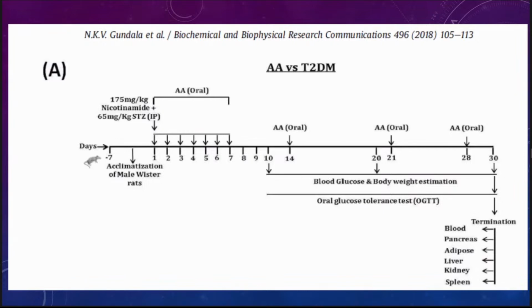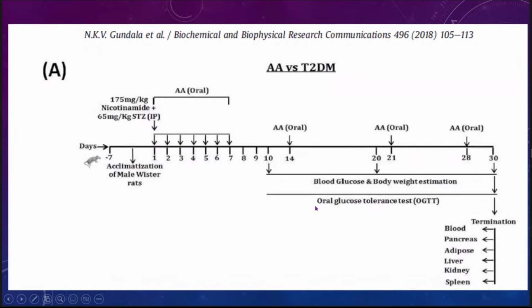Then, of course, we wanted to extend this and see whether the same results can be obtained with type 2 diabetes. So this is the protocol which we followed. We used streptozotocin to induce type 2 diabetes in the Wistar rats, and then we gave arachidonic acid for 7 days, continuously every day. And then once a week, oral arachidonic acid was given. So the idea is that initially we wanted to top up the body with a sufficient amount of arachidonic acid, and then do the weekly supplementation of arachidonic acid and see what happens.